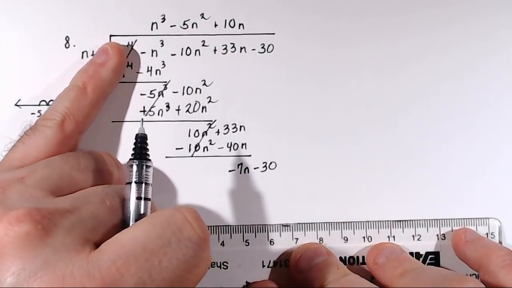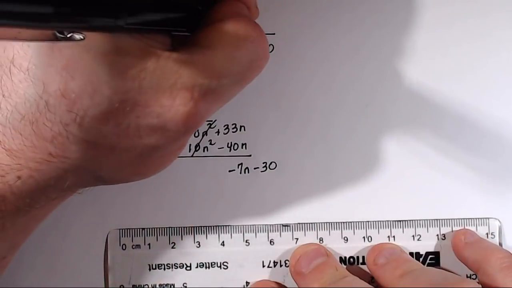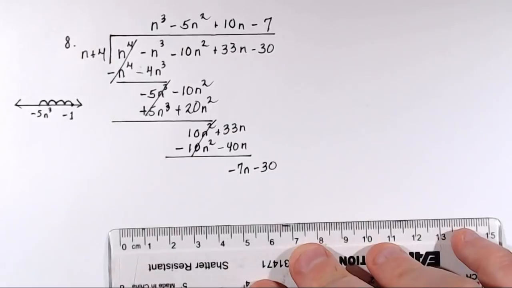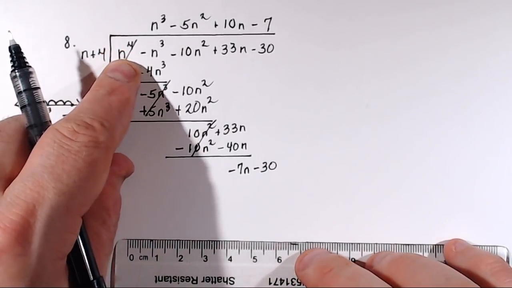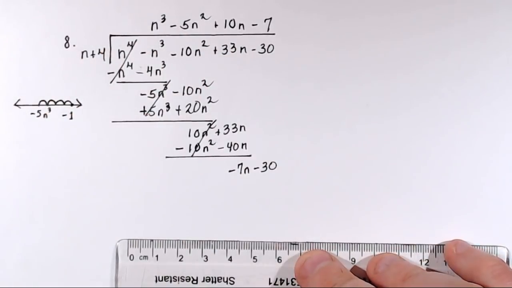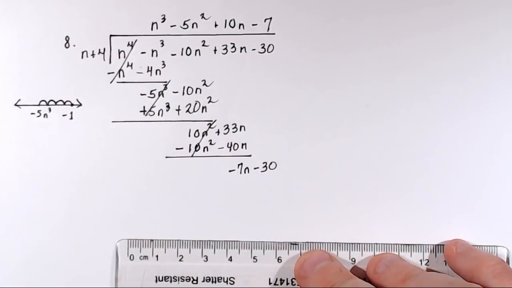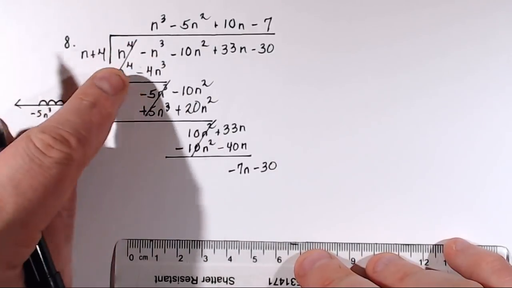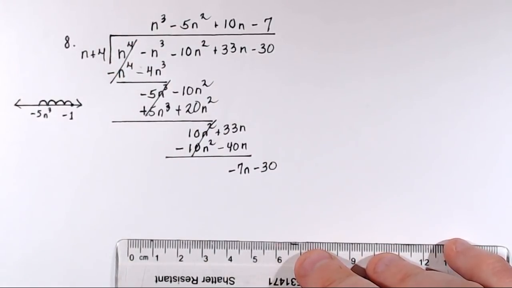What times n equals negative 7n? Well, negative 7. Put negative 7 up there. So interestingly, our fourth degree polynomial, when divided by a binomial, becomes a third degree polynomial. Interesting. So a fourth degree polynomial divided by a first degree polynomial equals a third degree polynomial. That is interesting.